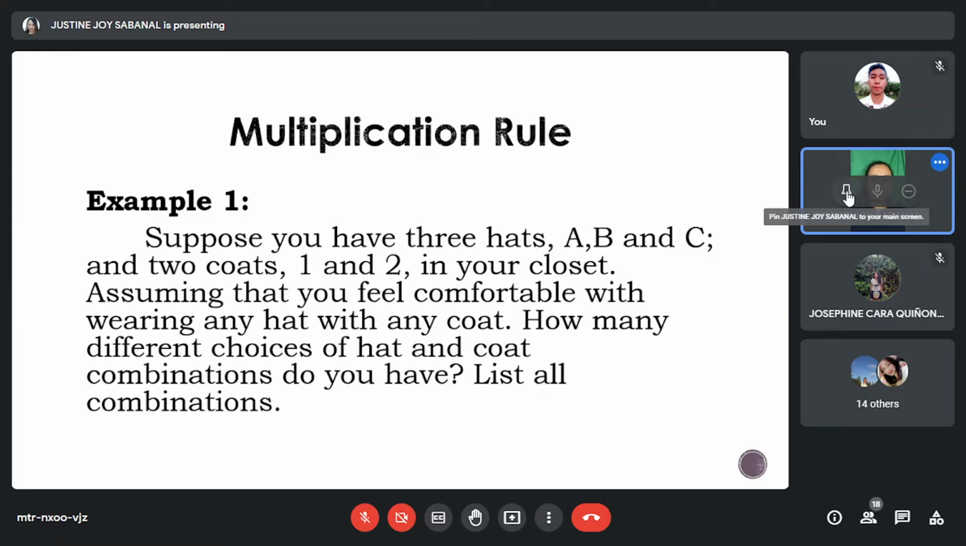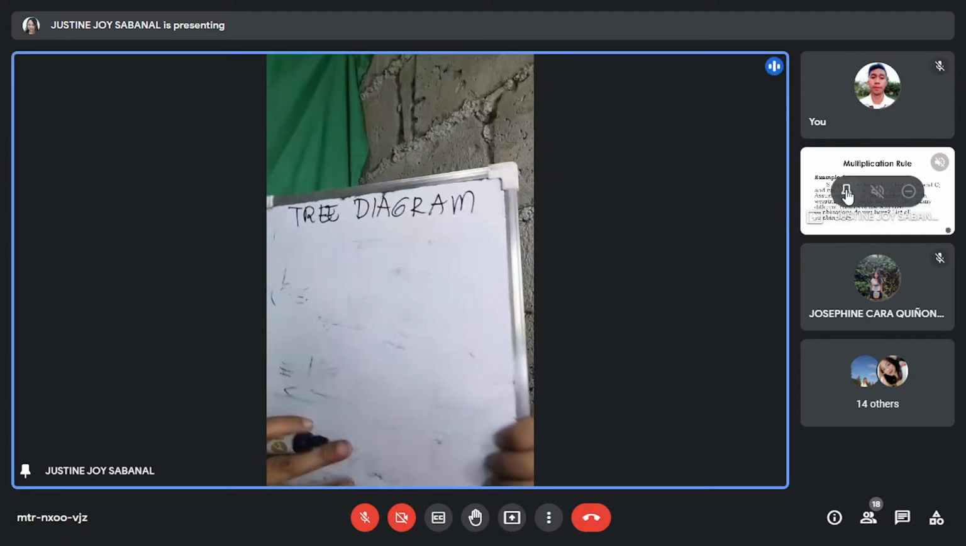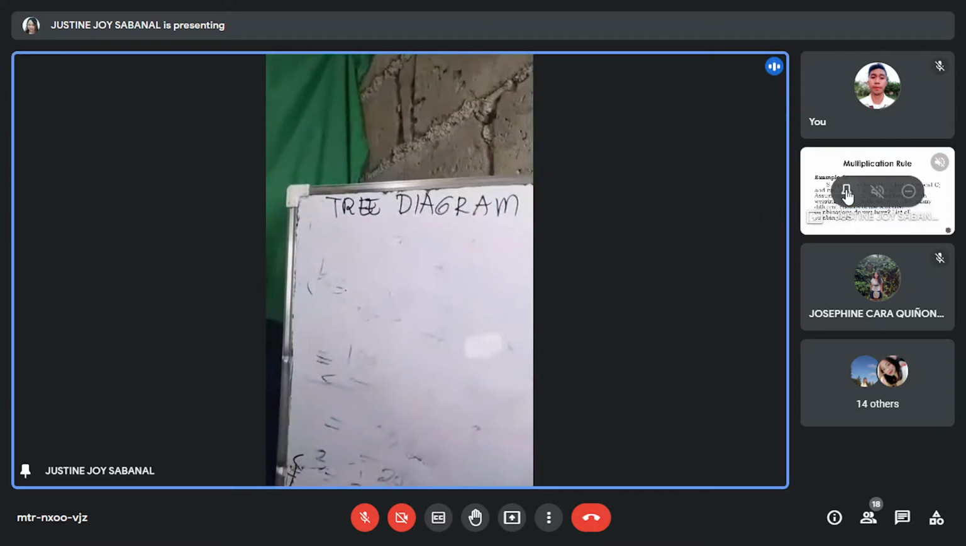So, consider muna natin itong first example. Suppose you have 3 hats, A, B, and C, and 2 coats, 1 and 2 in your closet. So, assuming that you feel comfortable with wearing any hat with any coat, so how many different choices of hat and coat combinations do you have? Then list all combinations. So, unahin muna natin kung paano natin ma-identify yung possible combinations po. So, we can use the concept of tree diagram. So this is a visual representation po of the counting principle.